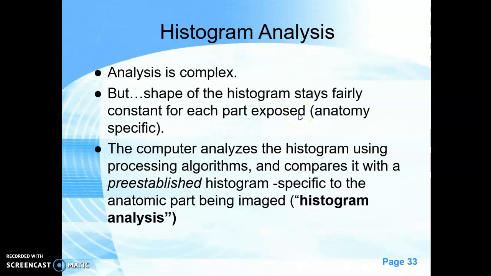So a histogram might look a little bit different for a chest x-ray compared to a KUB, compared to an extremity. The computer will analyze the histogram with processing algorithms and compare it with a pre-established histogram that has already been set up, which is specific to the anatomic part being imaged. This is called histogram analysis.